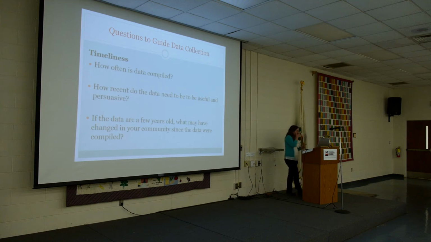So timeliness, this was another one that somebody was talking about. How often is the data compiled? When we look at the US Census, that's collected once every 5 years. So how often is it compiled? How recent do the data need to be useful and persuasive? Did they just collect the data 5 years ago and they haven't collected it yet? Is that okay? Is that not okay?